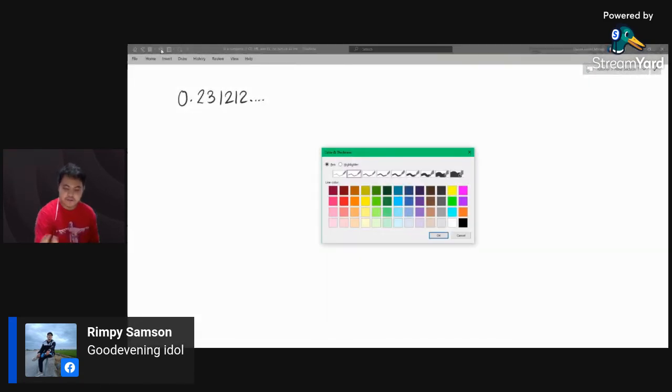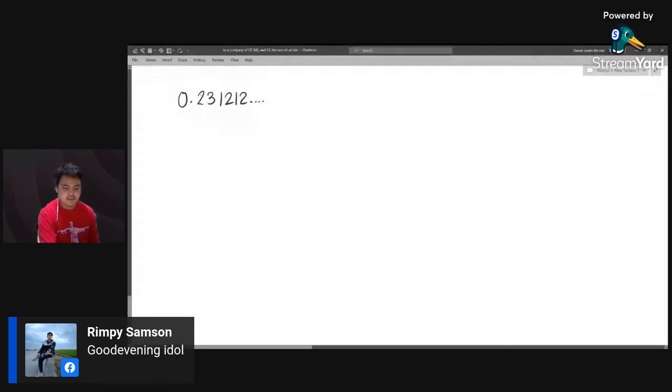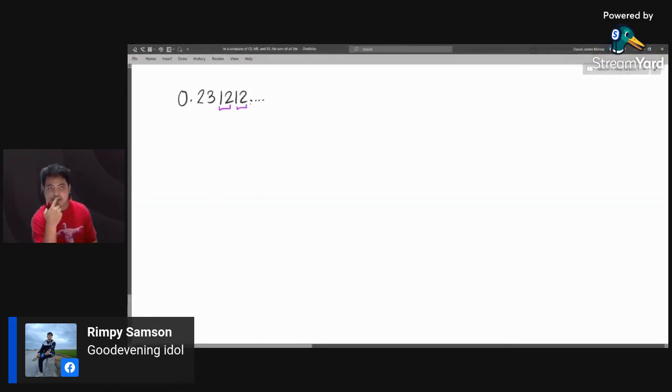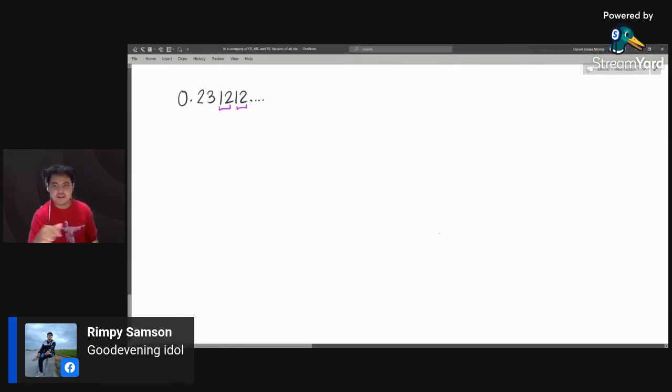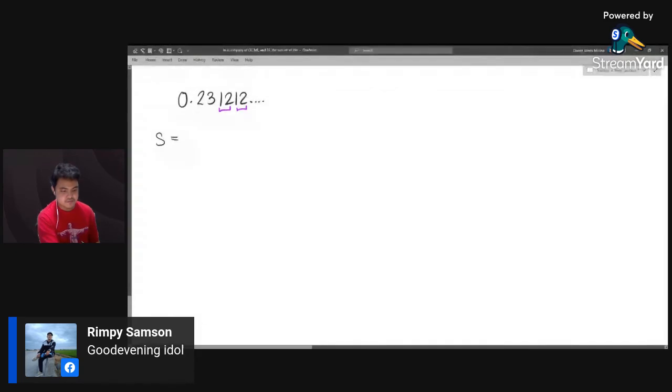So bale, ang nauulit ito, yung 1 and 2. Paano natin gagawing fraction? There are few ways. Gawin na muna natin yung conventional, yung pinaka okay for me. So let's say ito S, yung ating number: 2, 3, tas 1, 2, 1, 2, 1, 2. Sige, extend lang natin.